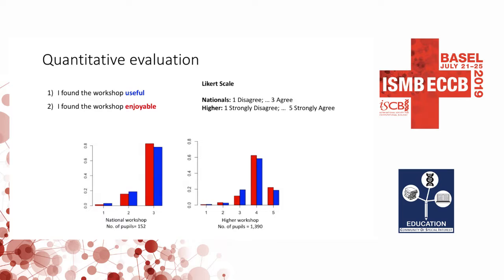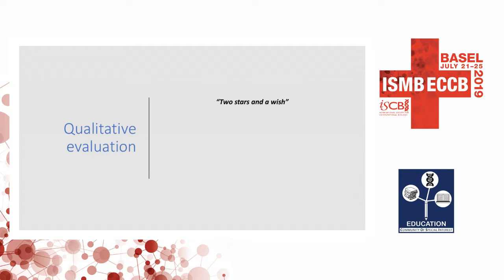But that's the quantitative side. And I think it seems to be doing well in terms of how useful it is and how enjoyable it is from the student point of view. Our qualitative evaluation is based on a 2 stars and a wish approach. I don't know if anyone's heard it, but it's very common in Scottish schools to evaluate anything. So it's something that pupils are already really familiar with. They use 2 stars and a wish all the time. It's pretty much 2 things they liked, 1 thing that they would improve. So it's nice and simple. It's free text. They just write in the box.